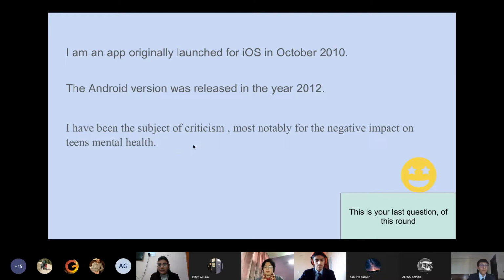Can I give you a hint for children? Ma'am, you can. Should we go on the last hint? No, we shall wait. Let me think. I'm an app originally launched on iOS on October 10. October. Should we try App Store? And ma'am, there goes 4 minutes. I think we should move to the next hint.